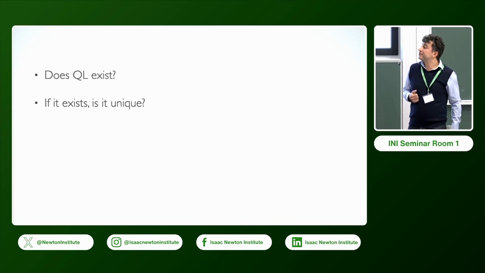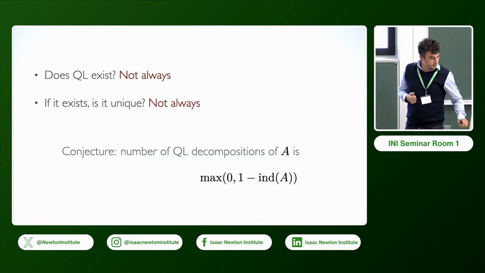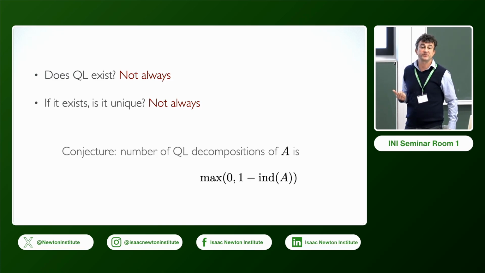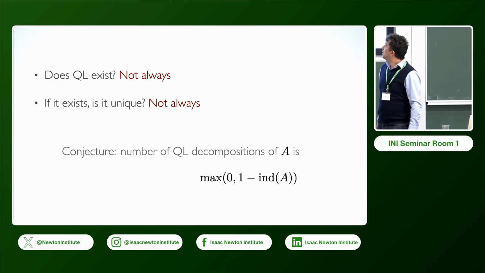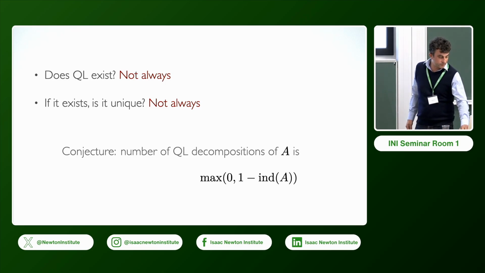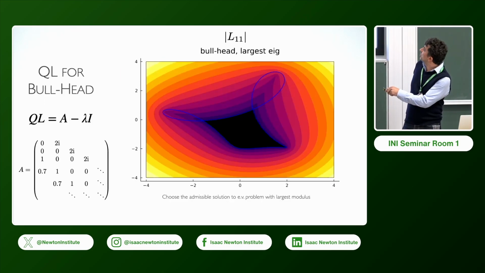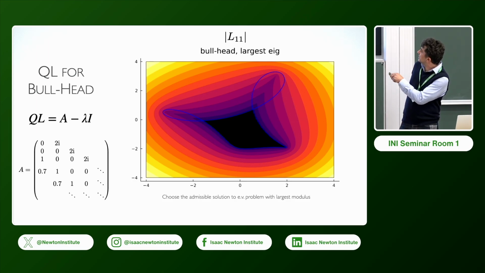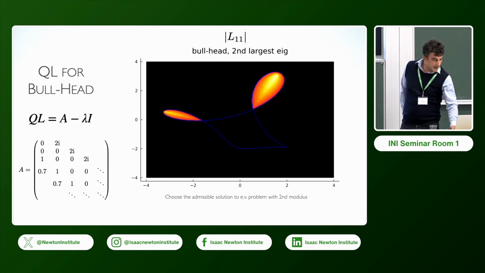Now, there's a lot of questions here. One, do QL factorizations always exist, in the general setting, not just Toeplitz? No, not always. And furthermore, they're not necessarily unique. So if we go back to our bullhead Toeplitz symbol, we can compute the QL and plot the 1-1 entry of the QL. Here we can see it doesn't exist in this part of the spectrum, but does everywhere else. Whereas for the transpose, there are actually multiple QL factorizations.